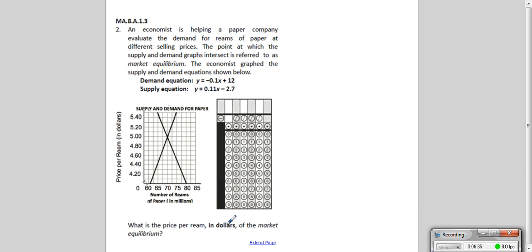What is the price per ream in dollars of the market equilibrium? So the price per ream. So, okay, well, here's number of reams and here's price per ream. So in other words, they're really just kind of asking us, what is the Y at the intersection? Because the market equilibrium will be where both of these graphs meet. So that's right here. Market equilibrium is right here. So the price per ream, you can see very easily, is at $5. So here, we're just simply going to put 5.